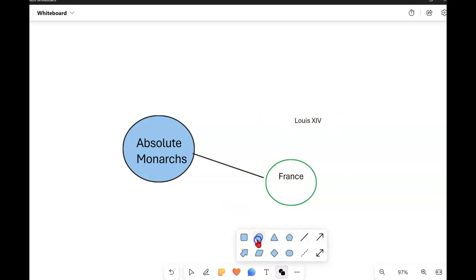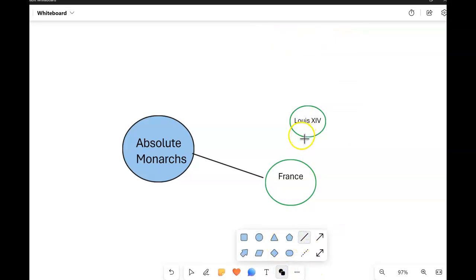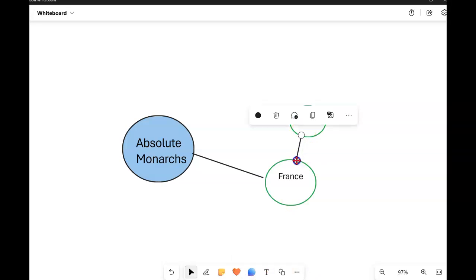So I'm going to choose a little circle here. And again, you're going to hand draw your circle. It'll be a lot more straightforward than this. I'm going to make my circle green because that's the color I chose for France, just sort of randomly. And then I'm going to connect it back to France because Louis is the absolute monarch of France.